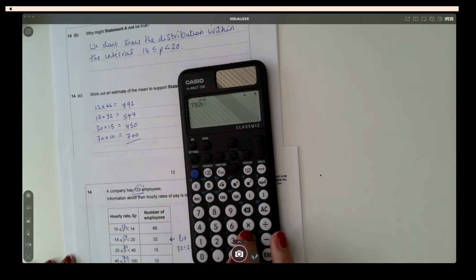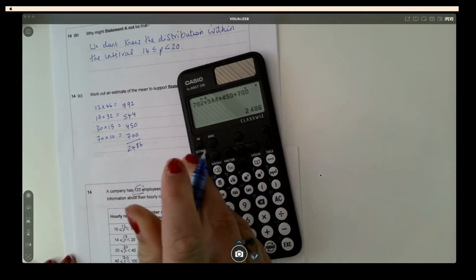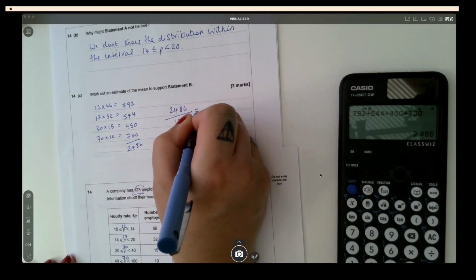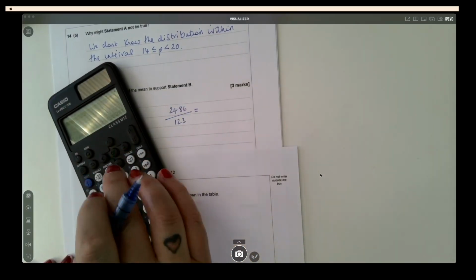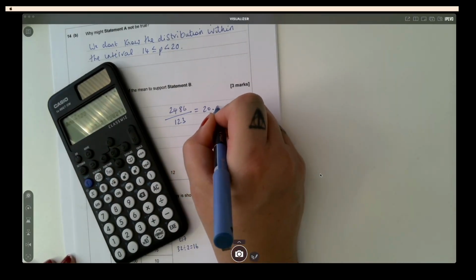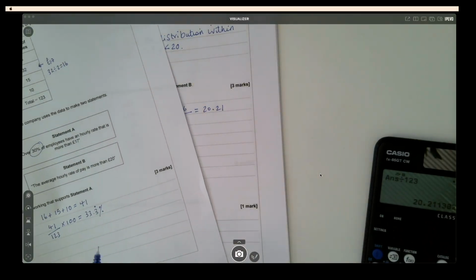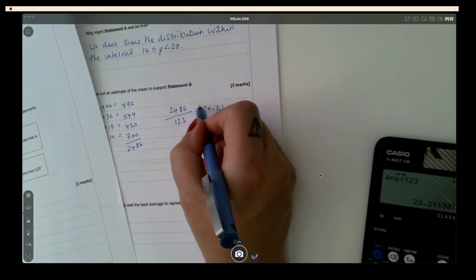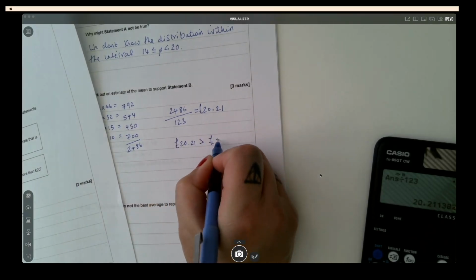So 792 plus 544 plus 450 plus 700 is 2,486. Now we're going to divide that by the total number of people, which we know is 123. So that tells us it's 20.21. Okay, so let's remind ourselves of statement B. The average hourly rate of pay is more than £20. We've just worked out that the average hourly rate of pay is £20.21. £20.21 is more than £20.